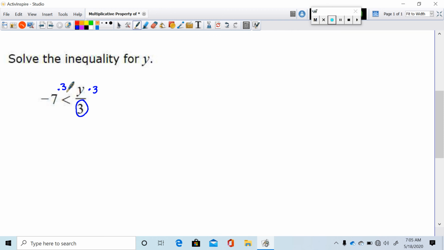So negative 7 times 3, again, it takes two negatives to cancel it out, and there aren't two of them, so it stays negative. 7 times 3 is 21. Now I was not multiplying by a negative number, so the inequality is going to stay. Top cancels with bottom, and I have my answer. The only time you flip the inequality is when you're multiplying or dividing by a negative number.